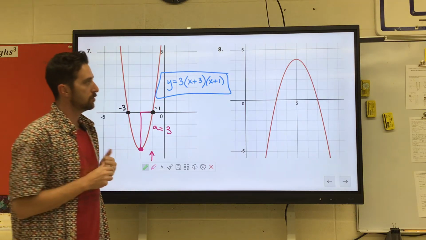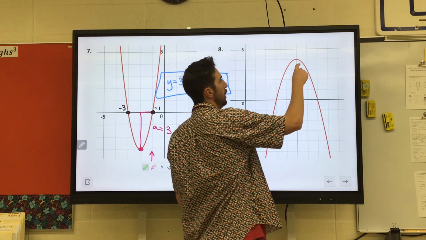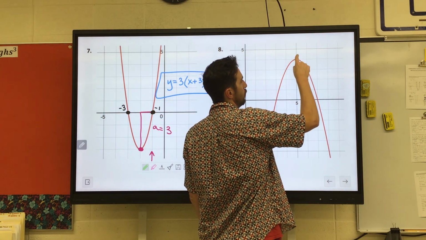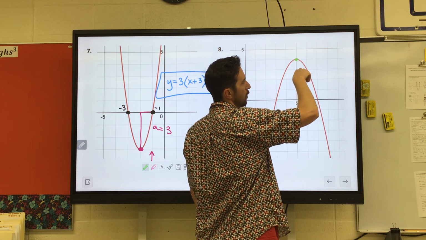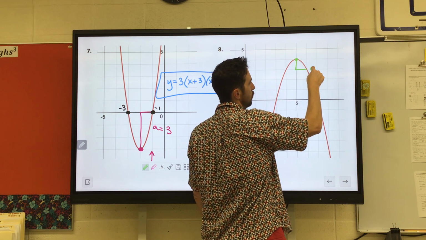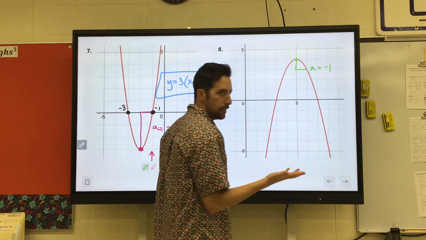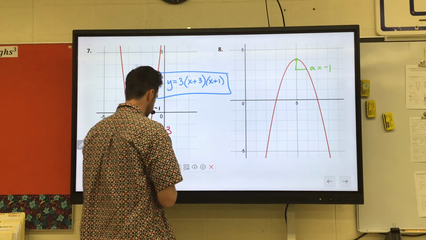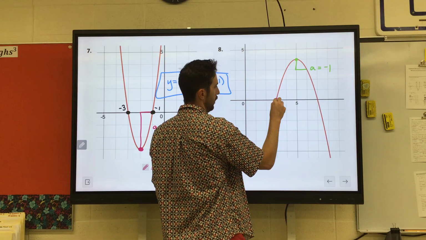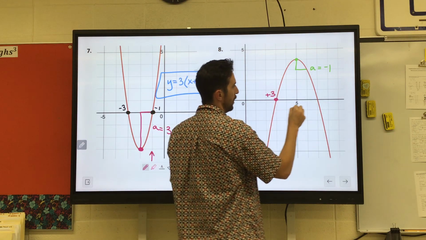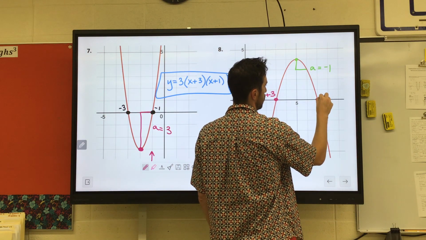Don't be sad, we're almost done. If we're looking for our A, we start at the vertex. How far do we need to go up or down before we can go over 1? This is just down 1 over 1. So our A is going to equal -1. I see it crosses here at +3 and also +7.